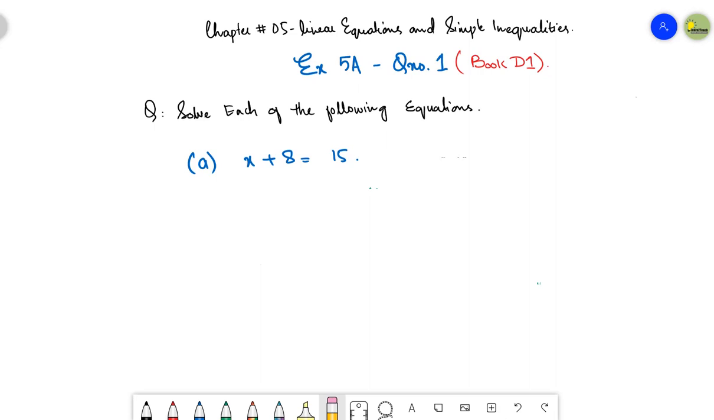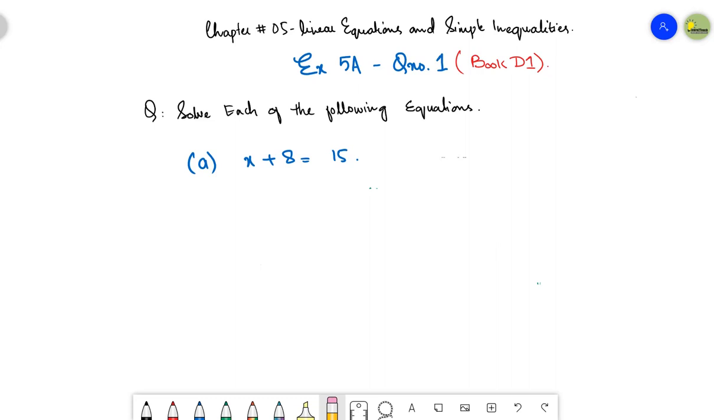Today we are going to do question number 1 of exercise 5a. This is another chapter that is related to linear equations and simple inequalities. In this chapter you are going to see how you can solve equations. So, in question number 1 I'm having 7 parts, having 7 different linear equations and I need to solve them.